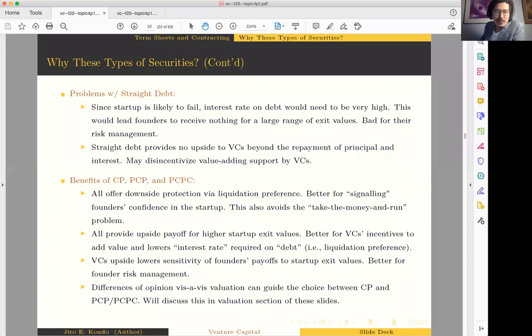But if your broader question is, are there other considerations beyond the ones that I'm mentioning? The answer is yes. I'm just trying to highlight the ones that I think are most material. All right, look, at the end of the day, that's all I want to say about why we observe these VC securities, convertible preferred, participating preferred, with a cap, as opposed to common equity and common debt.